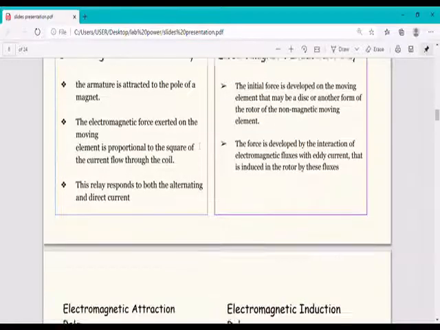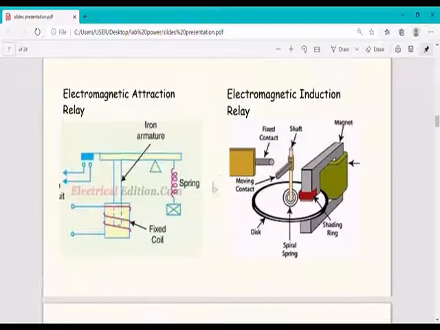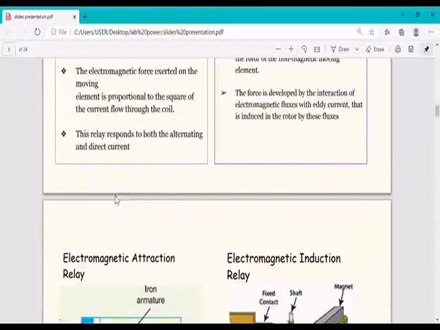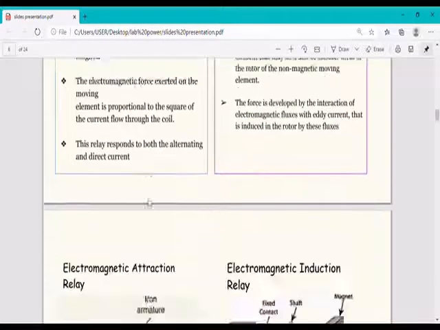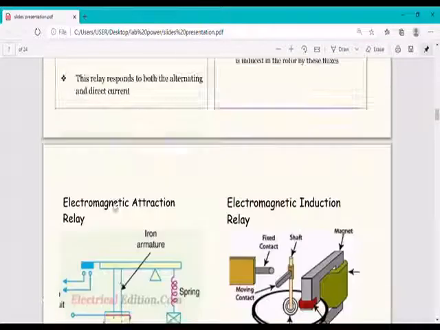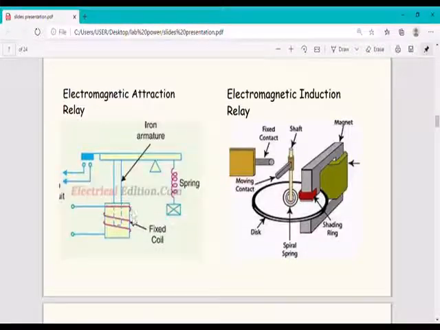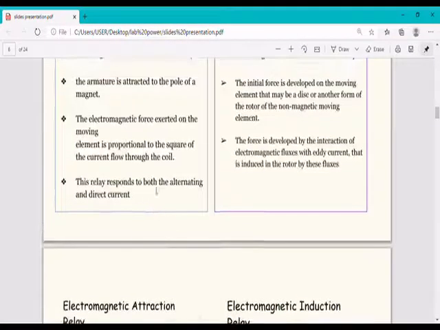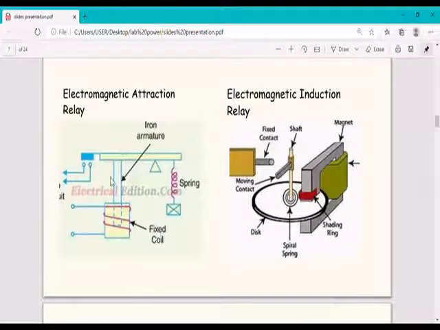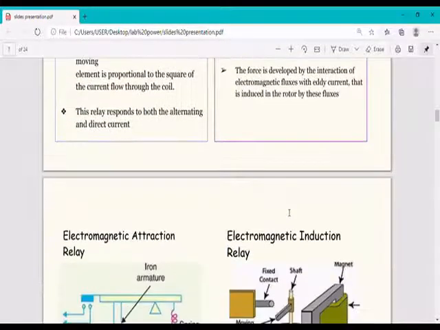Let's see the pictures. This is what I just explained earlier. The electromagnetic relay has an iron armature which is attracted to the pole of the magnet. This is the pole of the magnet, and this is the coil. The current will move through the coil, and then it will attract so that it can open and close. As for the induction relay, you can see that the spiral coil will be moving.